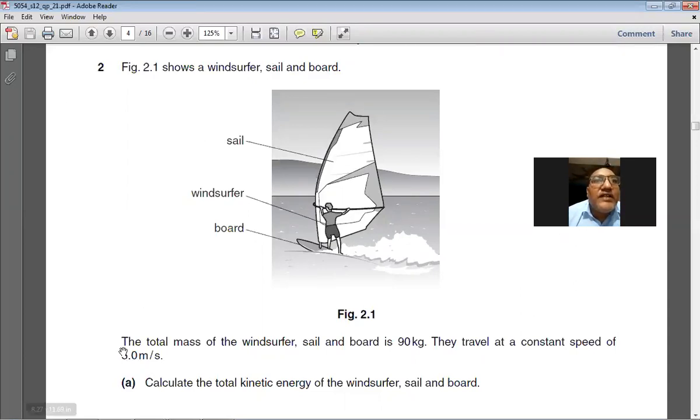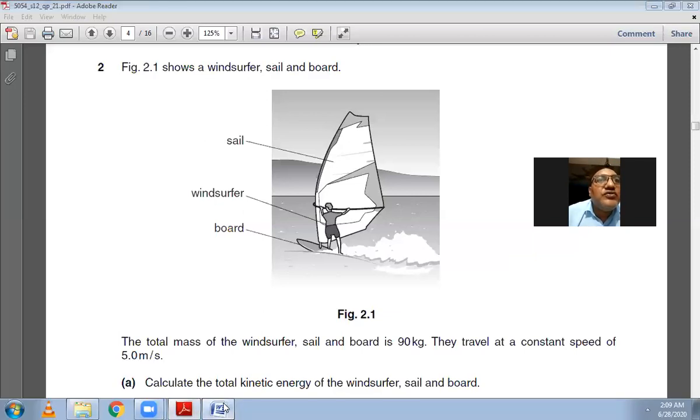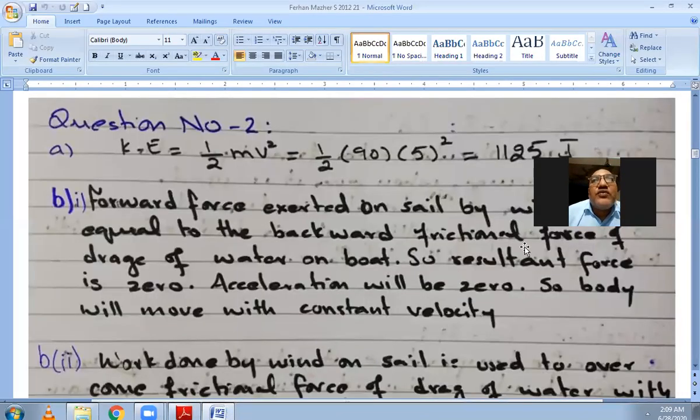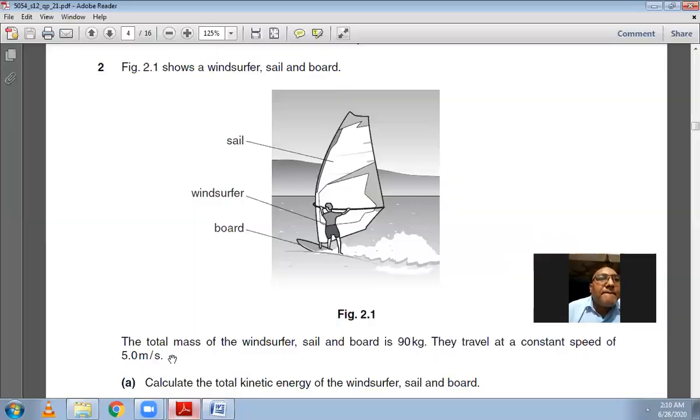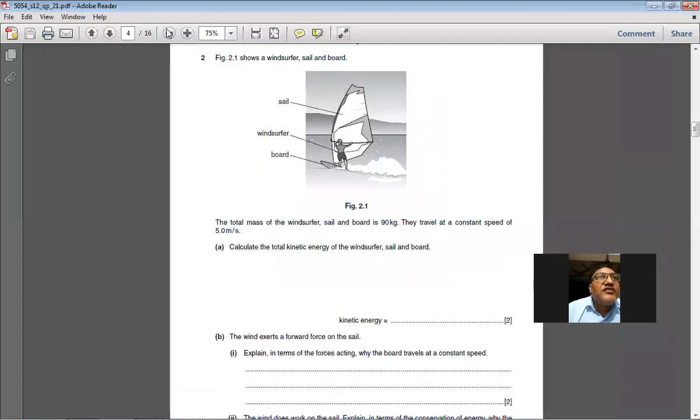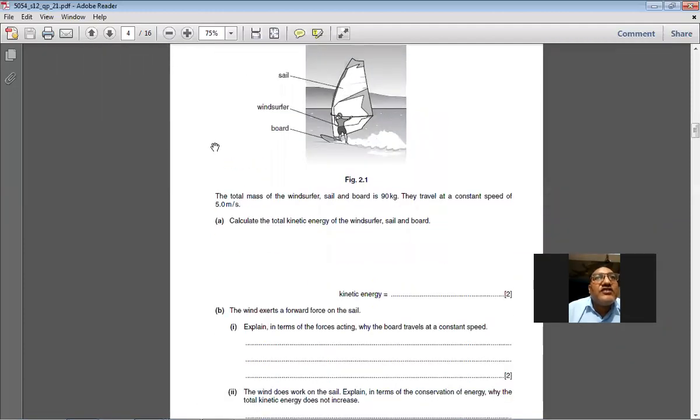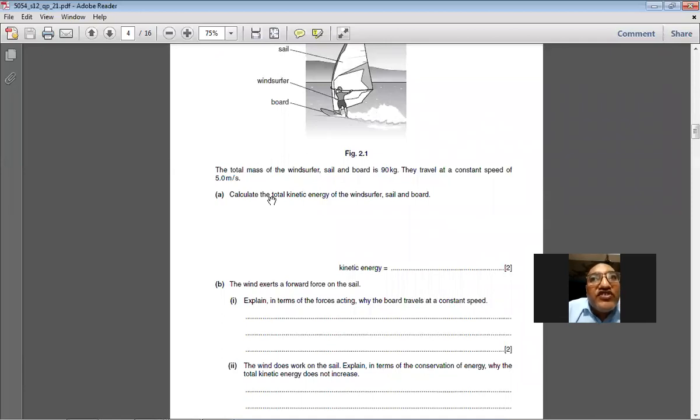So I've done this on a paper. Let me show you. Okay. So very easy. You see the formula, kinetic energy is equals to 1 by 2 mv square equals to 1 by 2 into 90 into 5 square, and the final answer will be 1125 joules. I hope you have understood. Okay, let's reduce the size so you can see the whole question. It was a 2-mark question.